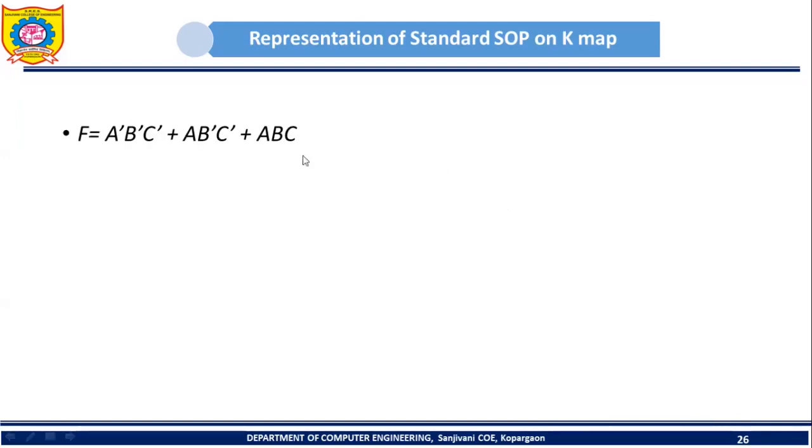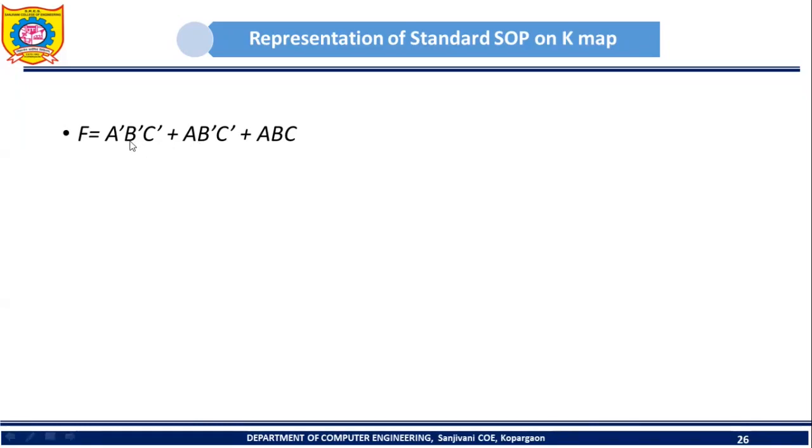So now let's start. We have been given one function f, and suppose it is defined something like this. Suppose we want to represent this function on the K-map. First of all, tell me whether this function is in standard SOP form. Whether it is SOP, sum of product. Yes, it is sum of product.